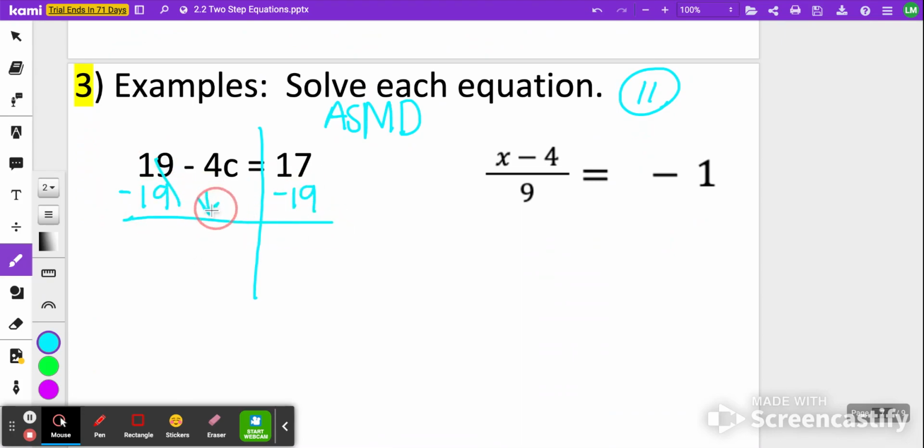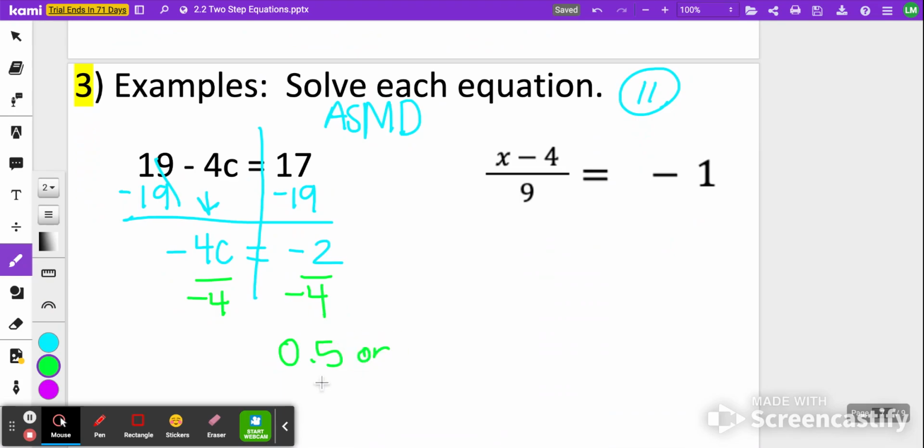I'm going to bring down what I have left over now. Notice I'm going to bring down the -4c because there's a minus sign in front of the 4c that will affect your answer, and then 17 minus 19 is -2. Last but not least, I will divide by -4 on both sides. -2 divided by -4 is 0.5 or 1/2, so you could answer as this, or 1/2. So c is equal to 0.5 or 1/2.